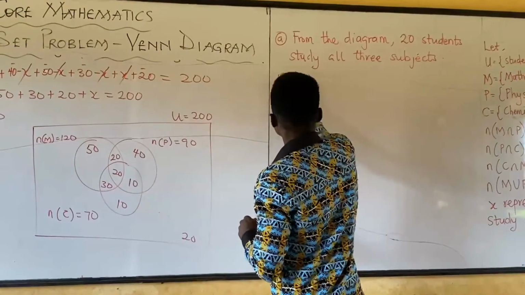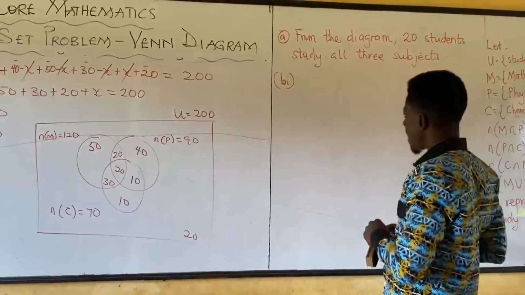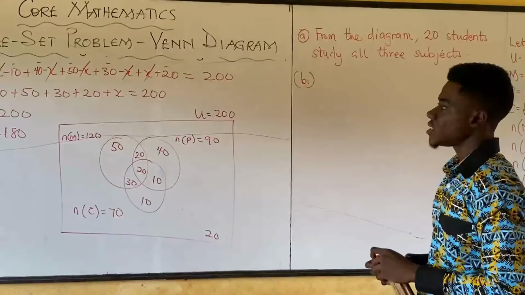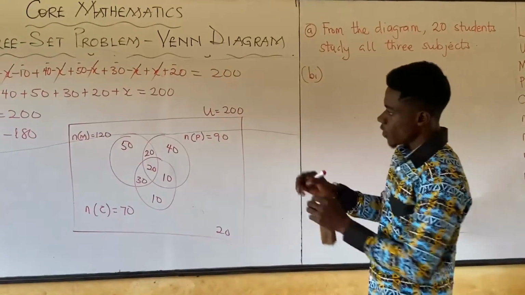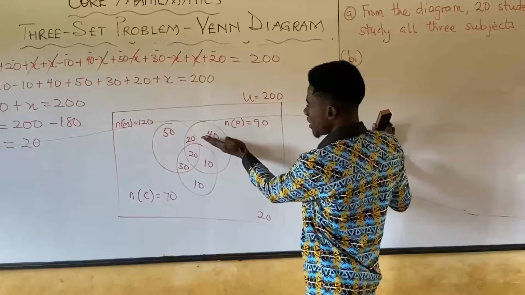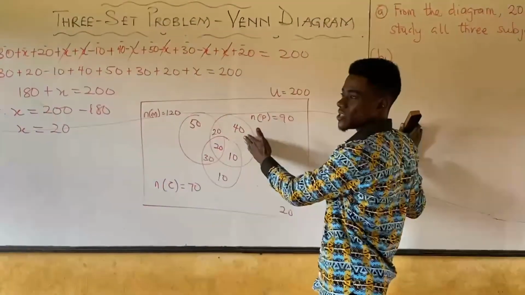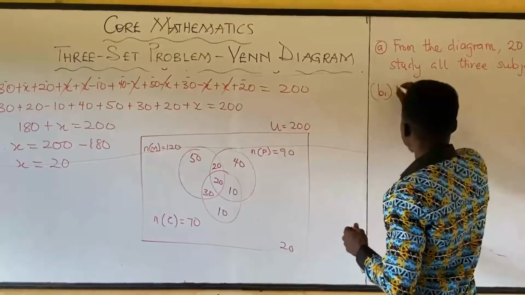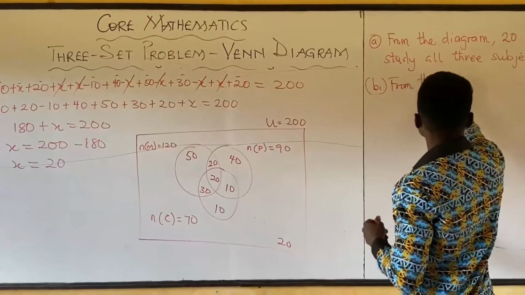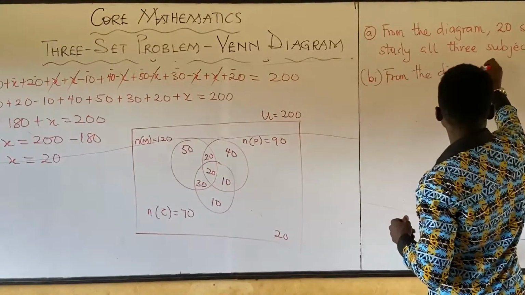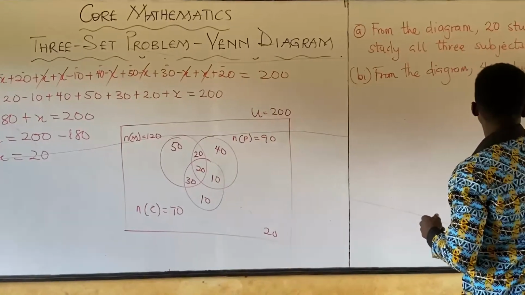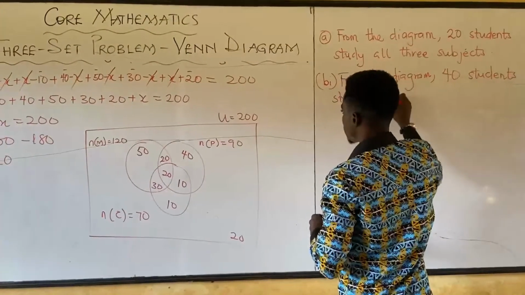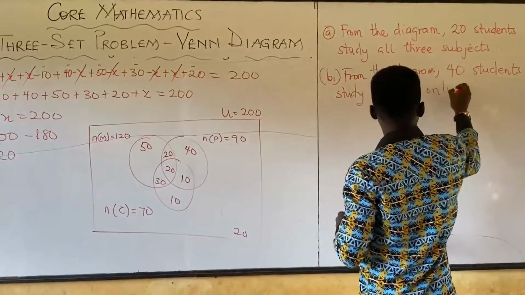And the B(i) said we should find the number of students who study physics only. And the second one was chemistry only. Okay, so from the diagram, physics only is this portion. So you see that 40 students study physics only. So also from the diagram, 40 students study physics only.